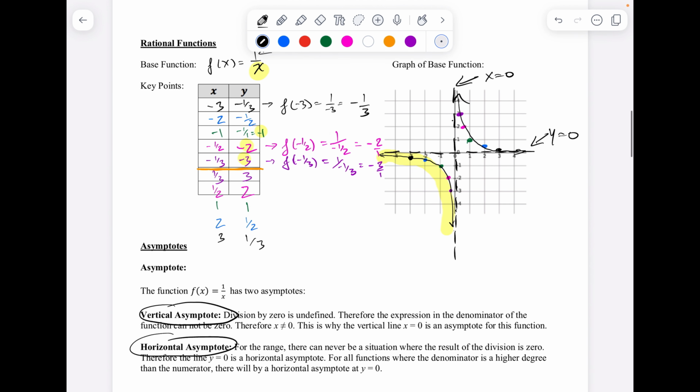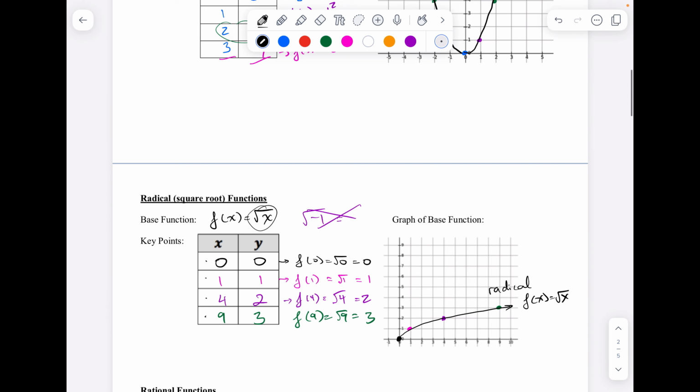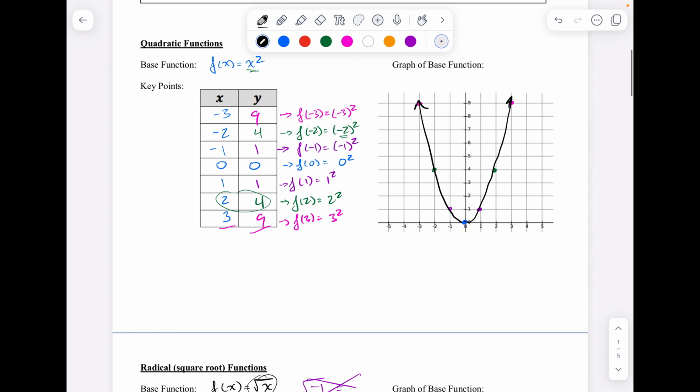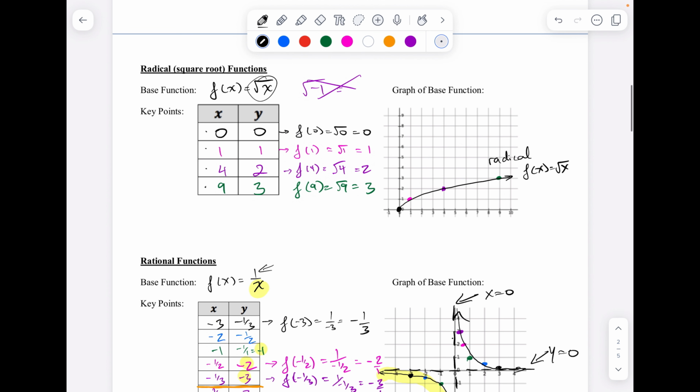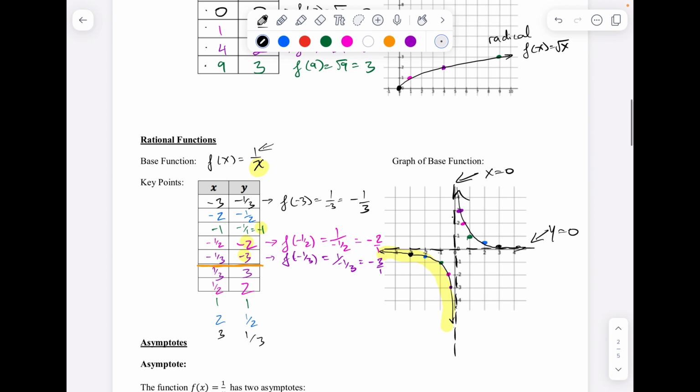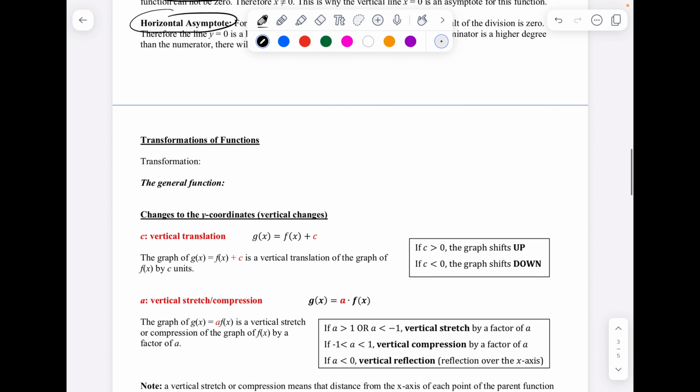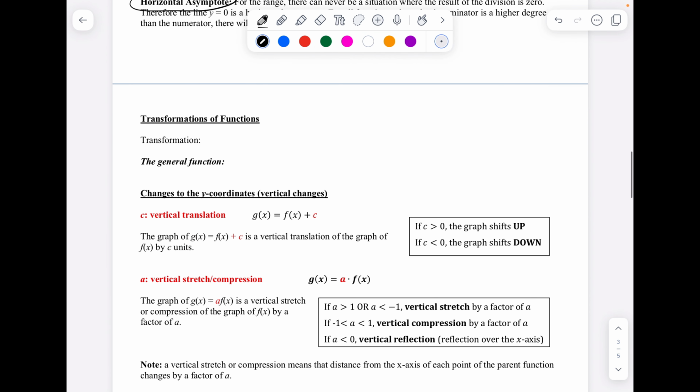So that's our last base function. We're going to spend a few units doing a lesson for each one of these functions: how we move a quadratic, how we move a radical, how we move a reciprocal. Today, we want to look at just the general transformation of functions.